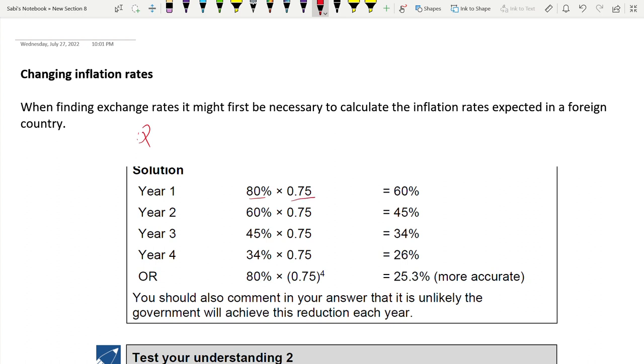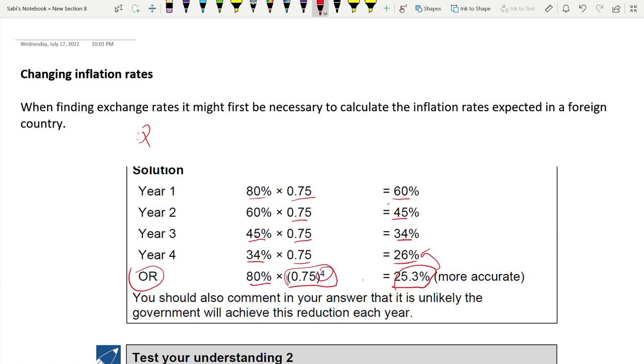After a reduction of 25%, it will be 75%, 0.75. So 80% times 0.75 is 60%. On this again you are taking 75%, 45, and then on 45 you are taking 75%, and this is for 4 years. What is the inflation over the next 4 years in Brazil? That is the question. So 34, and on this 34 again 0.75 after the reduction of 25%, which is 26%. There is another way of calculating inflation. For example, 80% and you take 0.75 to the power 4, for 4 years directly in one go, which is 25.3%, very close to 26%. And this is more accurate, because here when you were doing it, you were using the rounded figures.